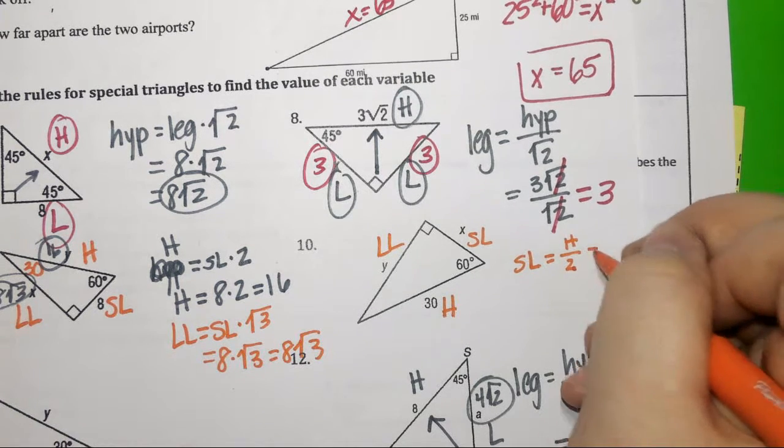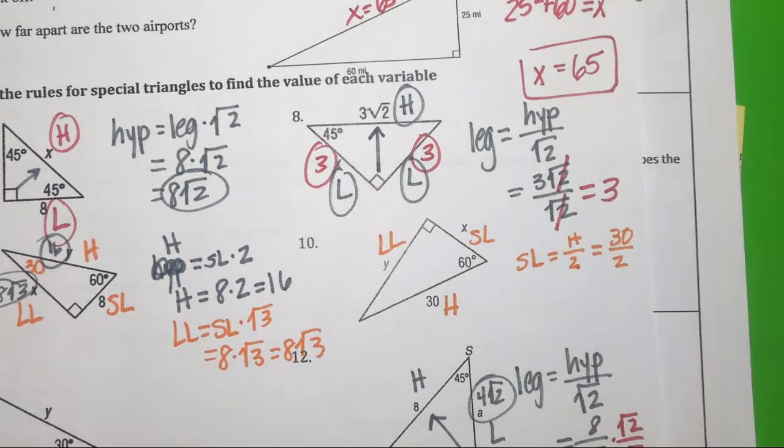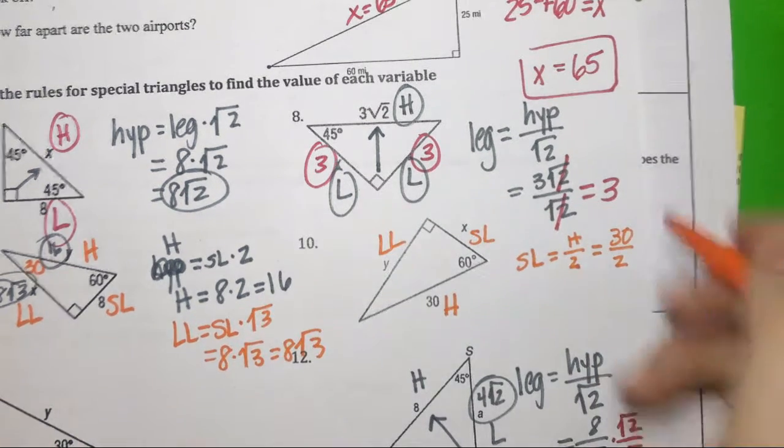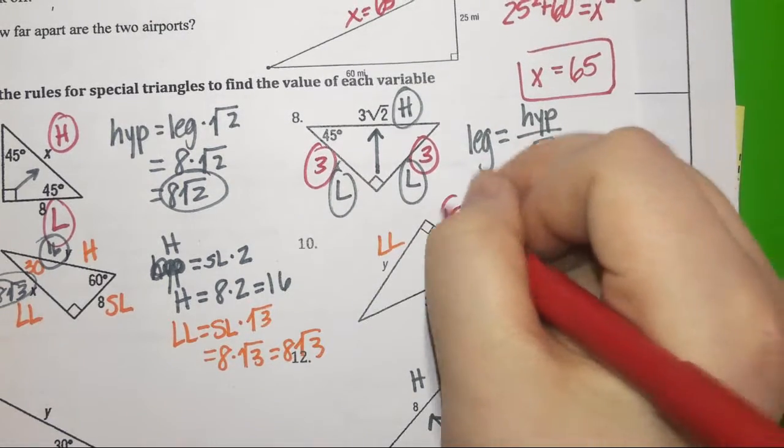Square root of 2 goes to 45, 45, 90s. Kevin, don't do this to me. Okay, so 30 divided by 2, and you get 15. So my short leg is just 15.